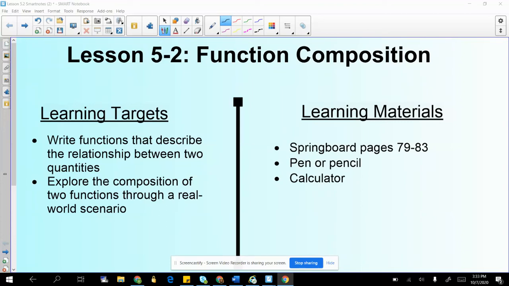Hello, everyone. Here is lesson 5.2, which is about function composition. So you're definitely going to want your Springboard book today. It starts on page 79. You will want a pen or a pencil to take notes and probably your calculator.